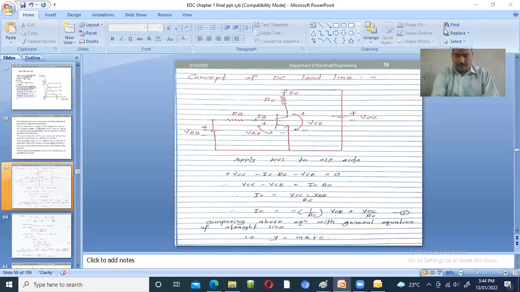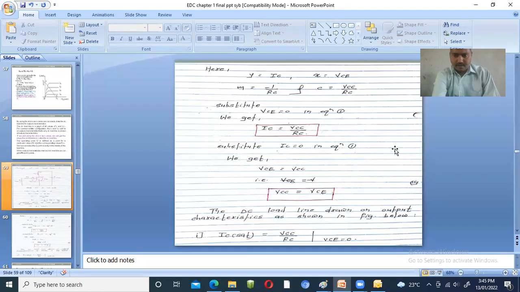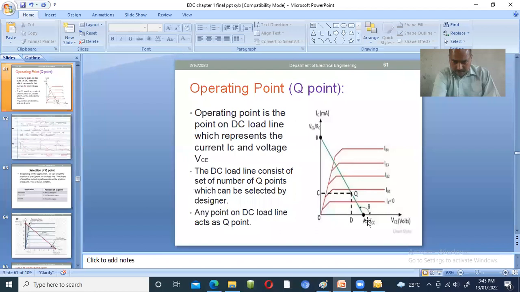See, in the last lecture, we have seen the concept of the DC load line. In the case of the DC load line, there are two points: one is the upper point, the other is the lower point. Through these points we draw a line, which is called the DC load line. This is nothing but the DC load line.